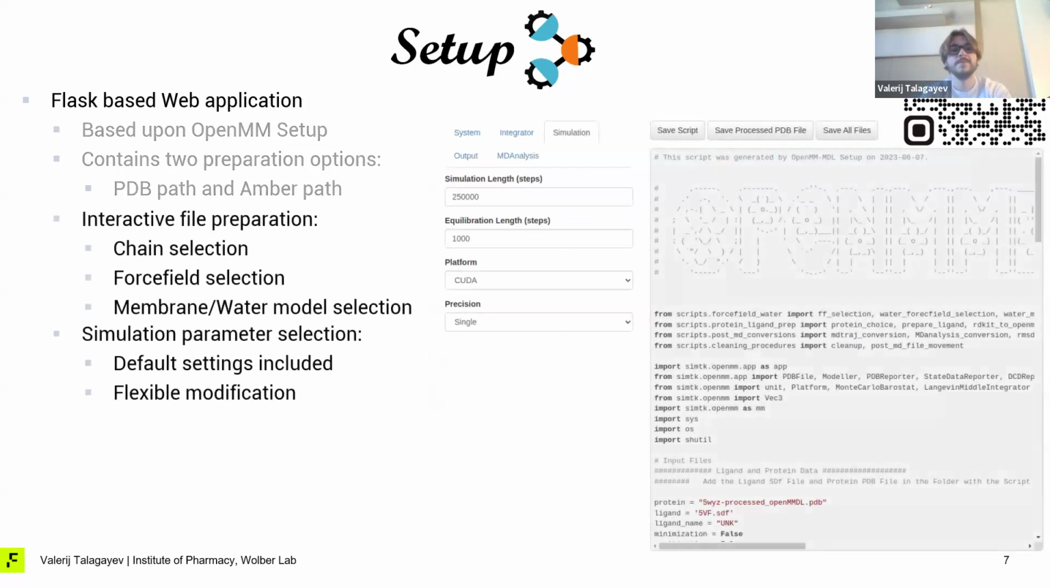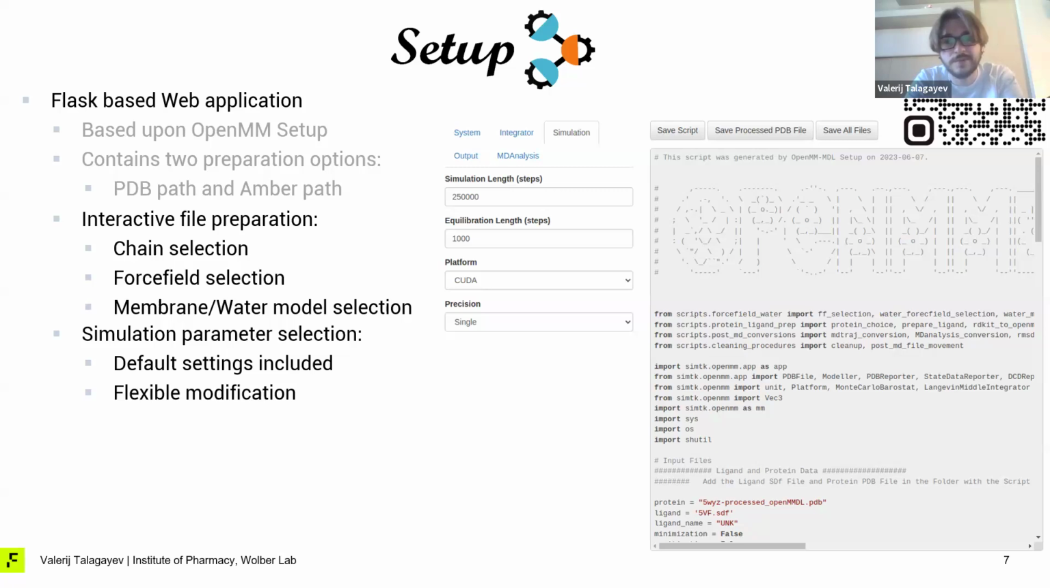And in the end, basically, he can select the chains that he wants to simulate, the force fields, and the membrane and water models, and how big the water box would be. So all of these can be modified and adjusted. And here's also how the last page would look, where you would be able to modify the length of your MD simulation, the equilibration length, and other important simulation settings.